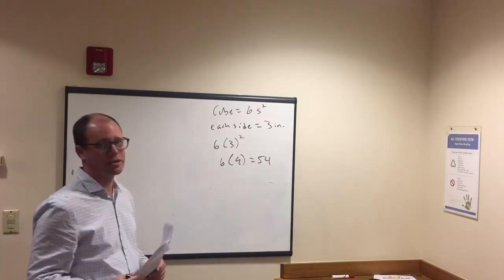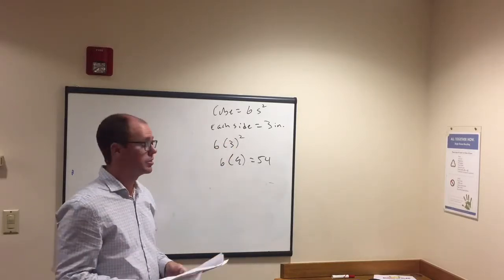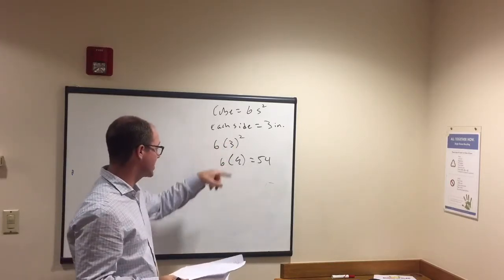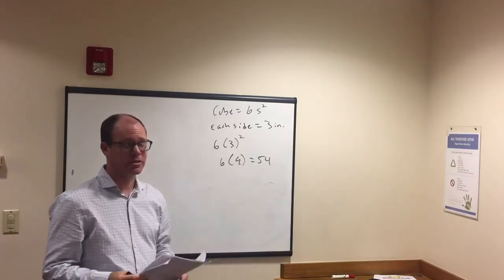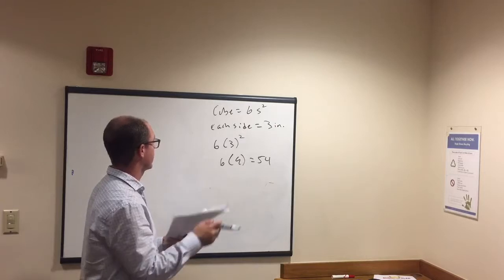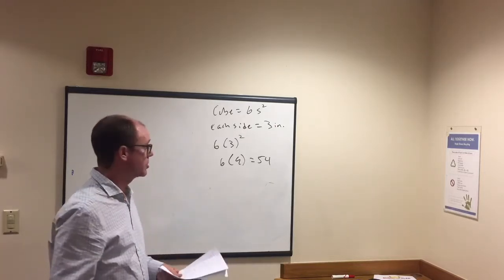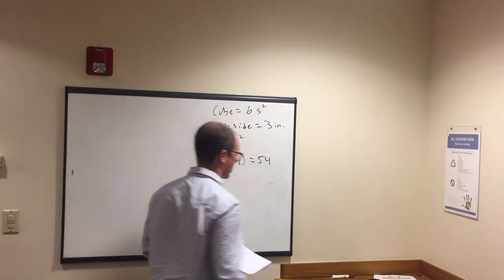Okay, why does PEMDAS matter here? If you did the multiplication first and then you squared it, you would get the wrong answer. 6 times 3 is 18. 18 squared, I don't know what that number is. It's like 300 and something. So you will get the wrong answer. So making sure that we do the exponent part first and the multiplying second.